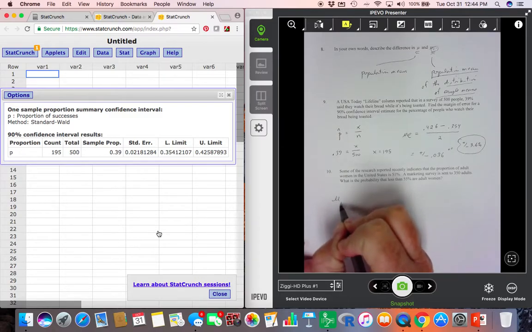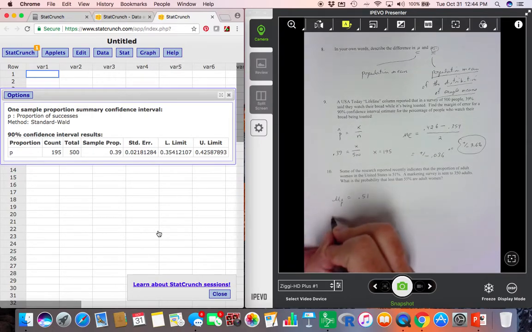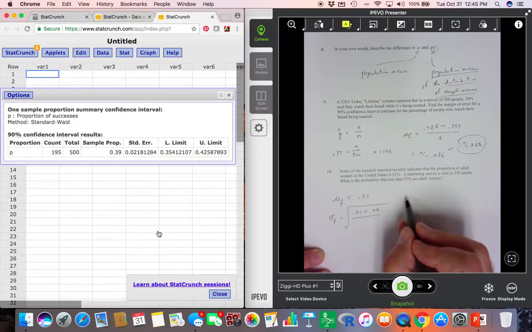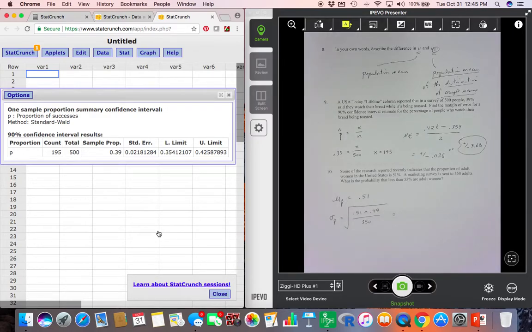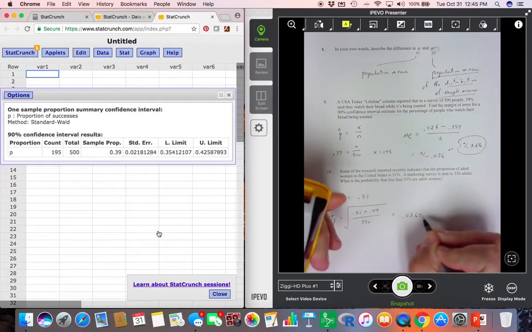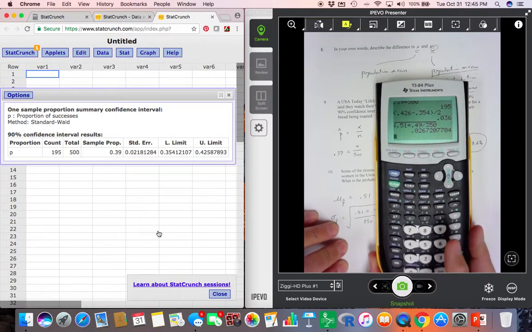So guys, I need the mu for my p hat, which is the 0.51. I need the sigma for the p hat, which is the square root of 0.51 times 0.49 over my sample size, which is 350. So guys, I'm going to put this in my calculator and round out to a whole lot of digits for technical accuracy. So I get 0.02671, let's call it. All right, so that's the way I did it.